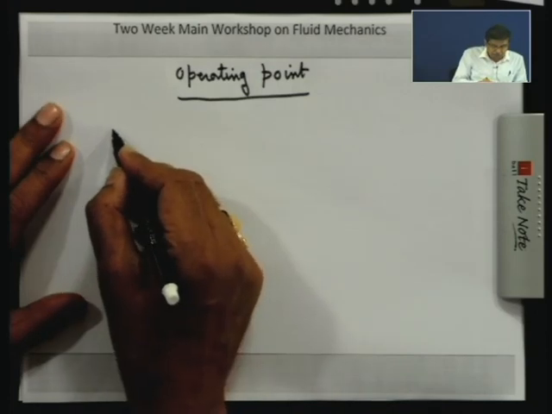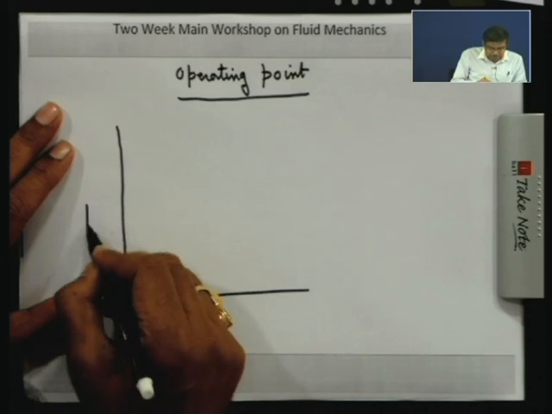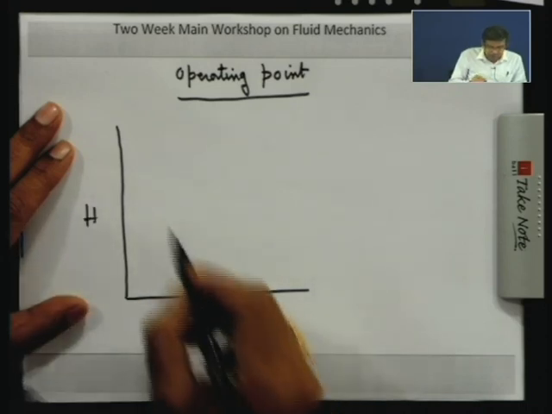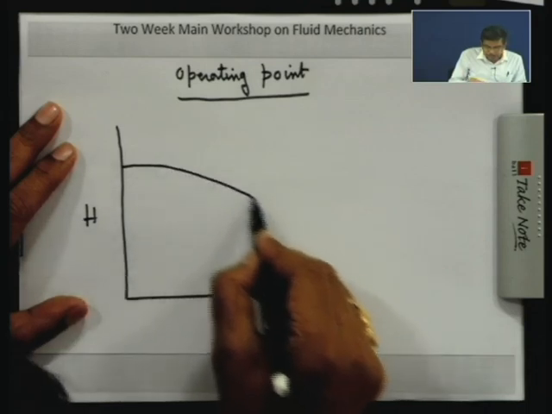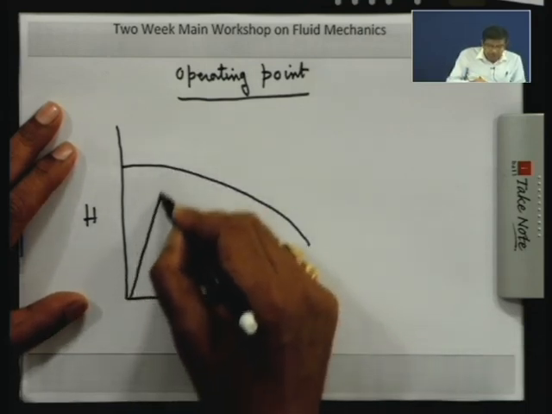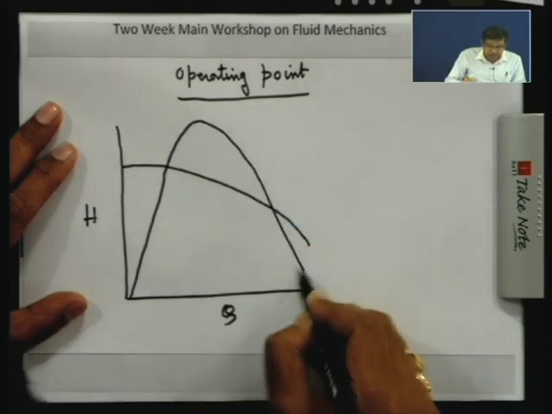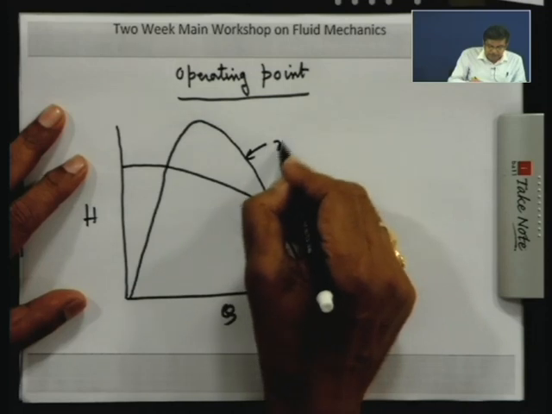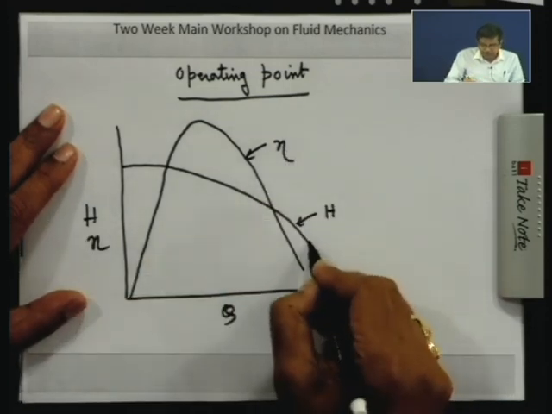Now, we have come to know that the HQ characteristic of the pump is like this. At the same time, we draw the efficiency characteristic, that means the efficiency is like this. This is the efficiency line, and this is the head Q characteristic.